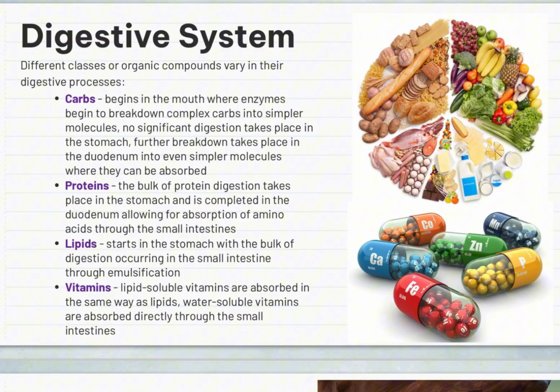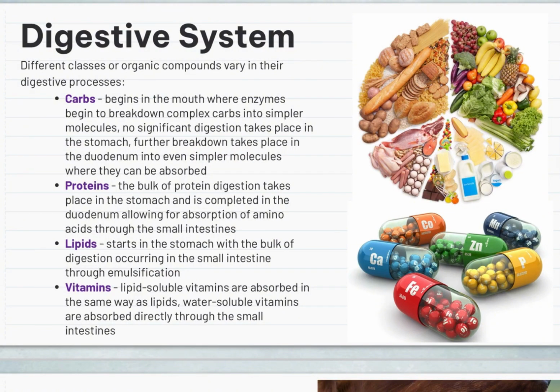Different classes of organic compounds vary in their digestive processes. What we previously talked about was the overall process. However, carbs: digestion begins in the mouth where enzymes begin to break down the complex carbs into simpler molecules. There's no significant digestion that takes place in the stomach, but further breakdown does take place in the duodenum into even simpler molecules where they can be absorbed.